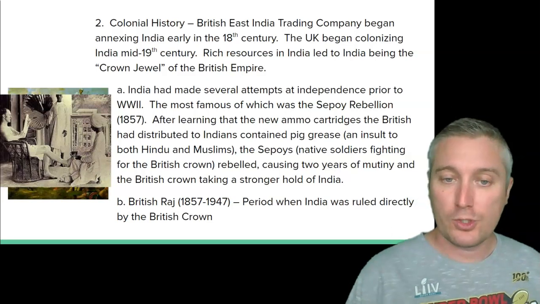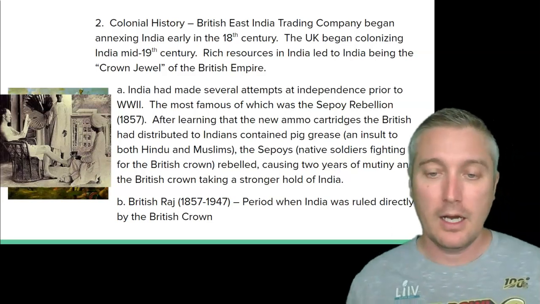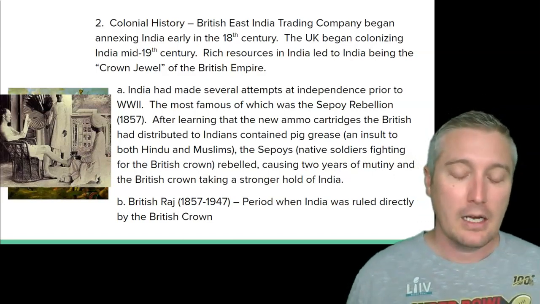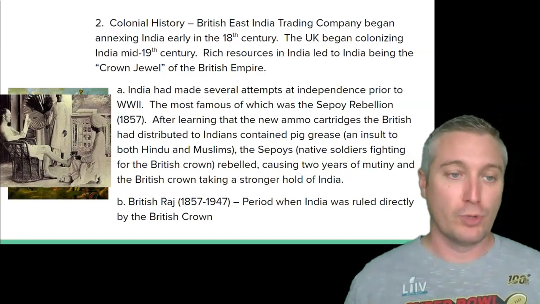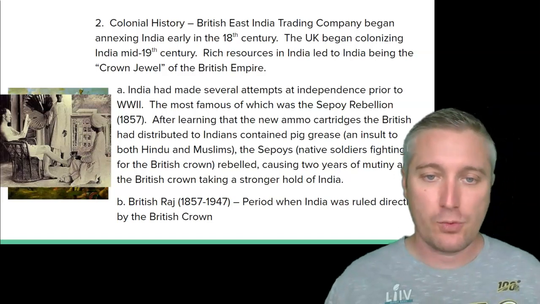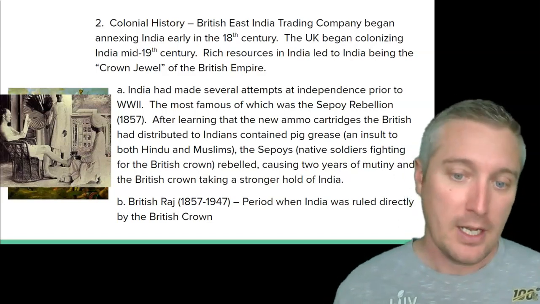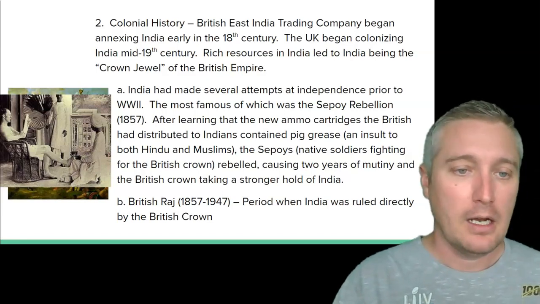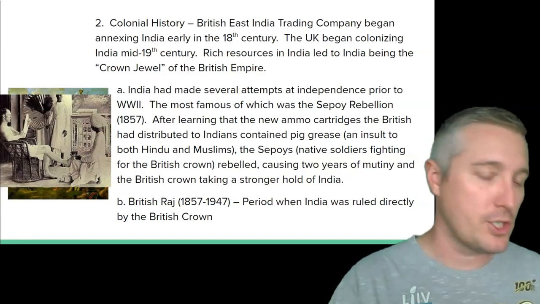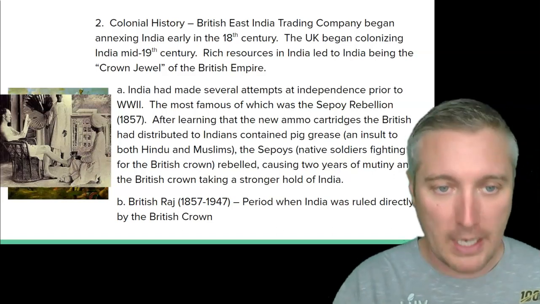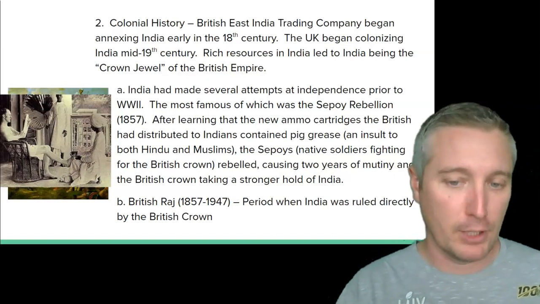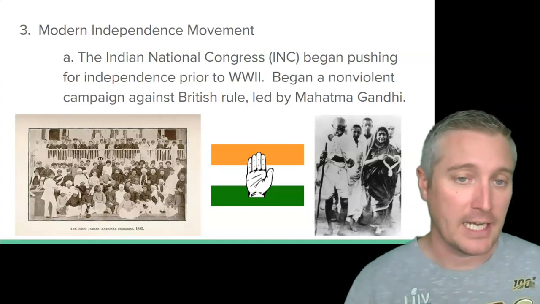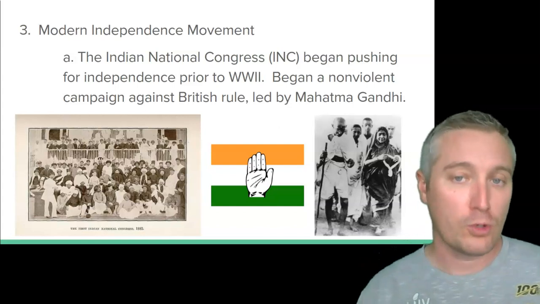And so these men who were serving in the British Army basically rebelled, and there were 2 years of mutiny that took place in India, and the British really clamped down after that. So that is what leads to the British Raj, this period where India is ruled directly by the crown. It is not just the British East India Trading Company in there. They are directly ruled as a colony by the British. They will be ruled by the British until 1947. That is 2 years after World War II.